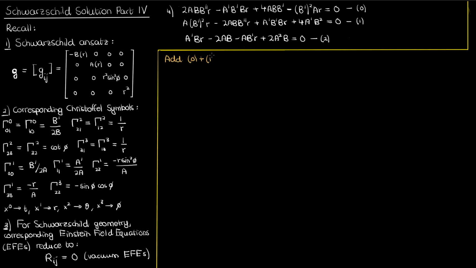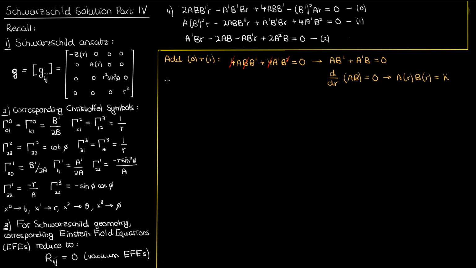To start, we'll add equations 0 and 1 because you'll notice that these two equations share a bunch of terms with each other. When we do that, here's what we get after canceling common terms. You'll notice that this term on the left is really just the derivative of the product of a and b. So if this derivative equals 0, then the product of a and b is a constant, which I'll call capital K. How do we find capital K?